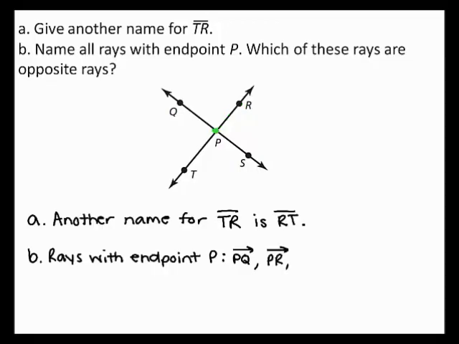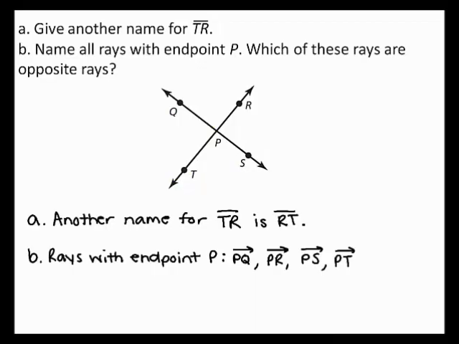A third ray on the diagram consists of endpoint P and all the points that lie on the same side of P as S. So, you can name this ray, ray PS. Finally, a fourth ray on the diagram consists of endpoint P and all the points on line PT that lie on the same side of P as T. So, you can name this ray, ray PT. This gives you a list of all the rays with endpoint P.